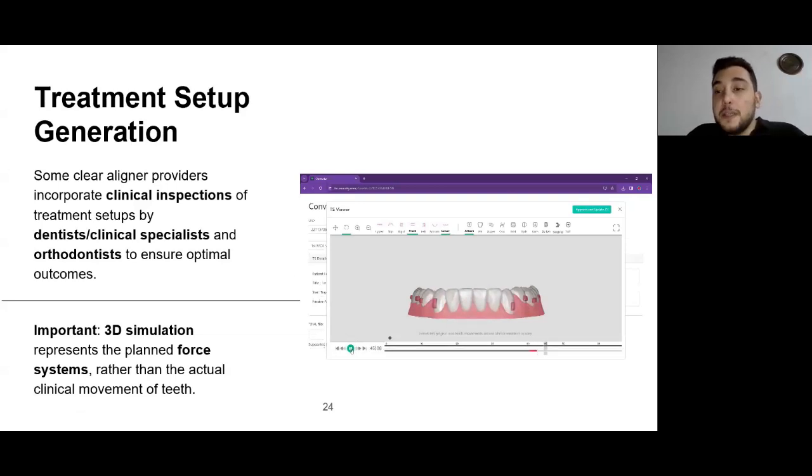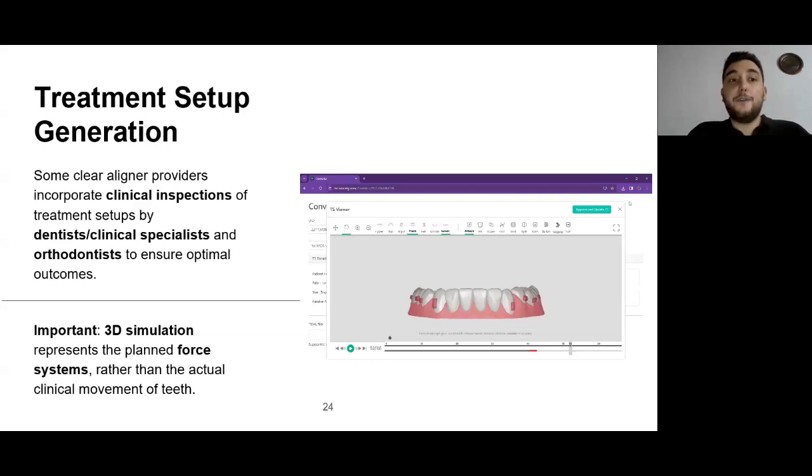An important note and tip: always ask or make sure that you know whether your clear aligner provider incorporates clinical inspection of treatment setups by dentists, clinical specialists and orthodontists. They do this to ensure optimal treatment outcomes, because no matter how experienced the dental technician or how skilled they are, they're still looking at this from a perspective that is not a clinical perspective.